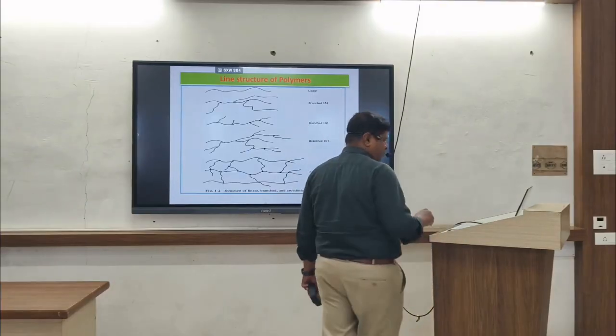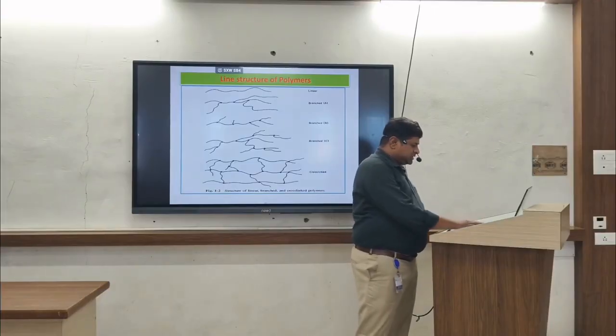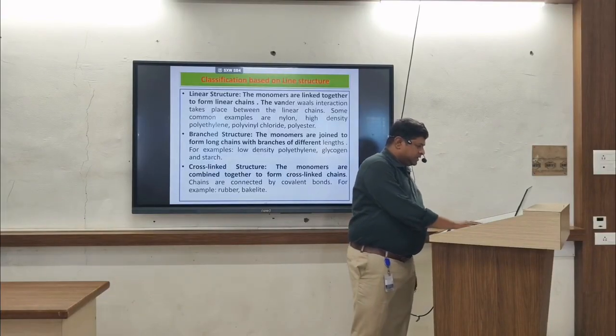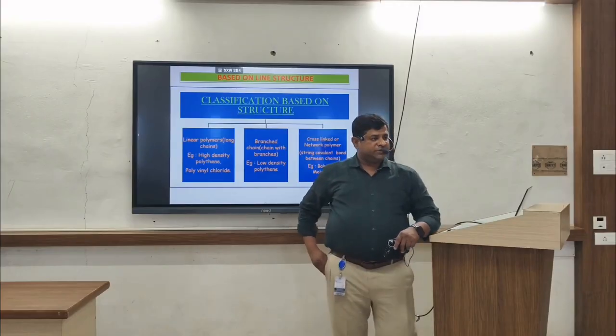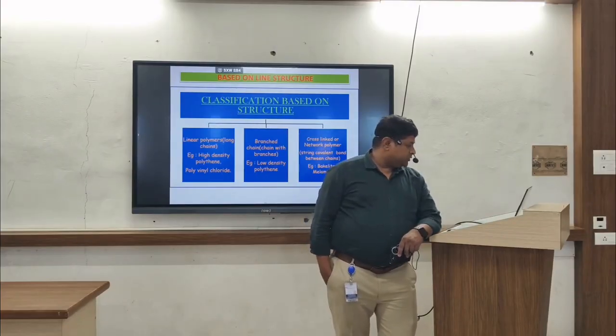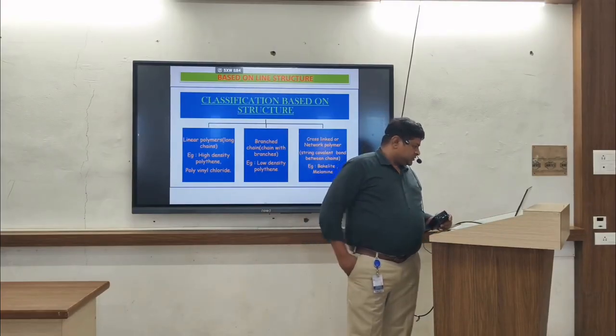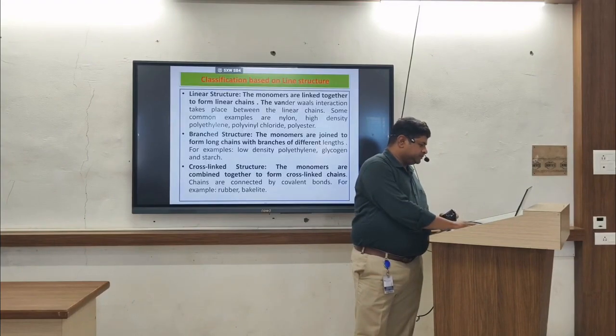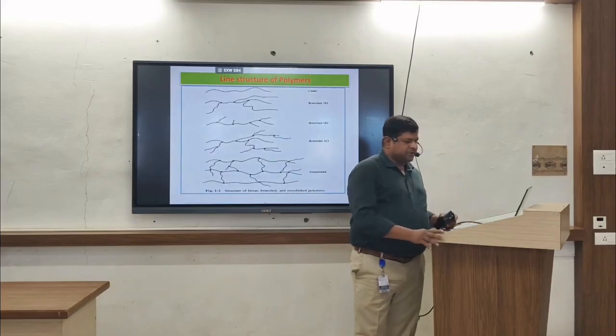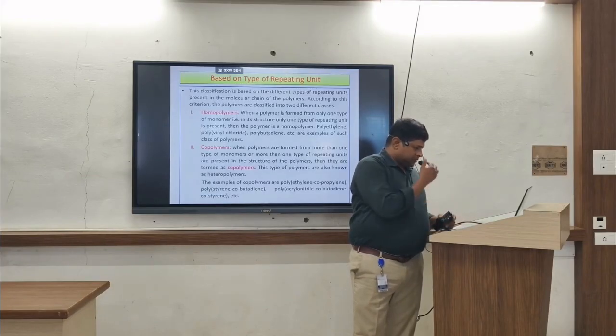You may have a question on this: give the classification of polymers based upon structure with suitable examples. This slide has the examples listed, and the diagram is expected in that particular answer.